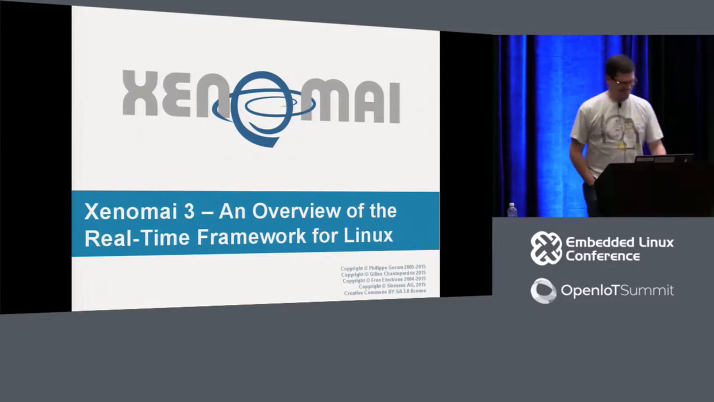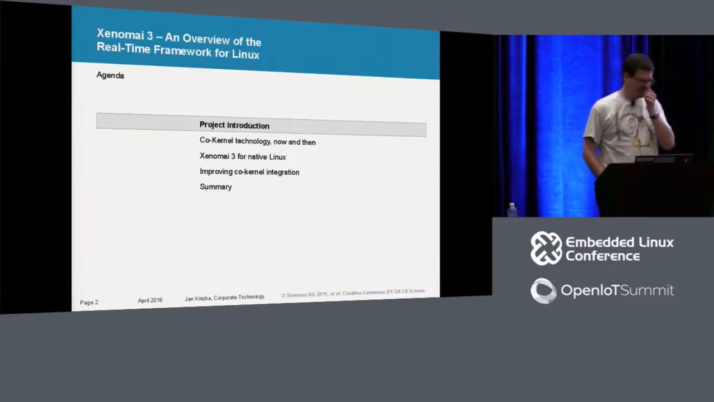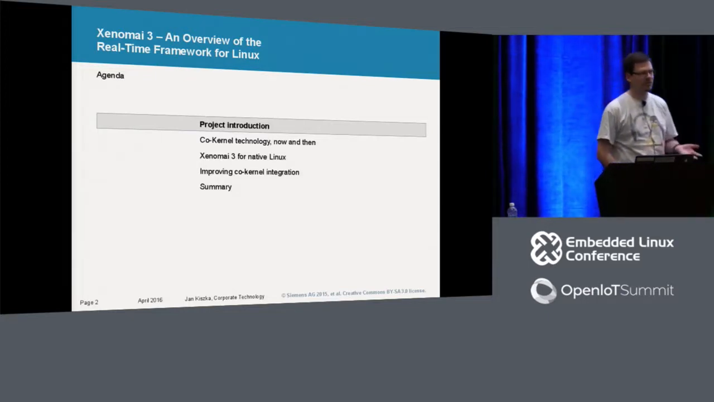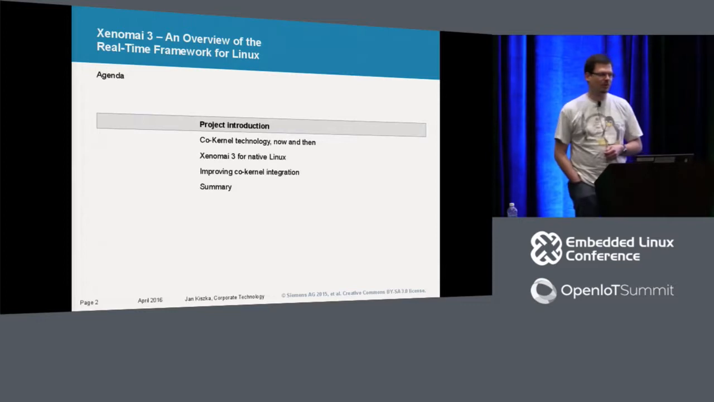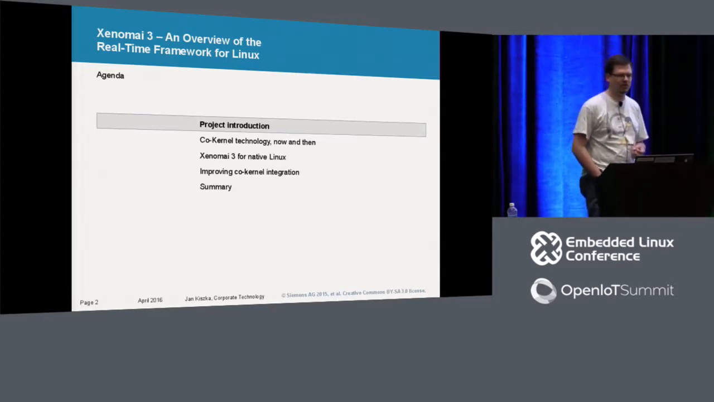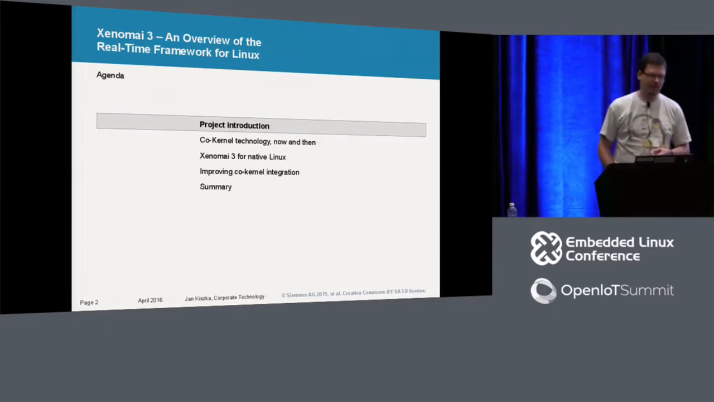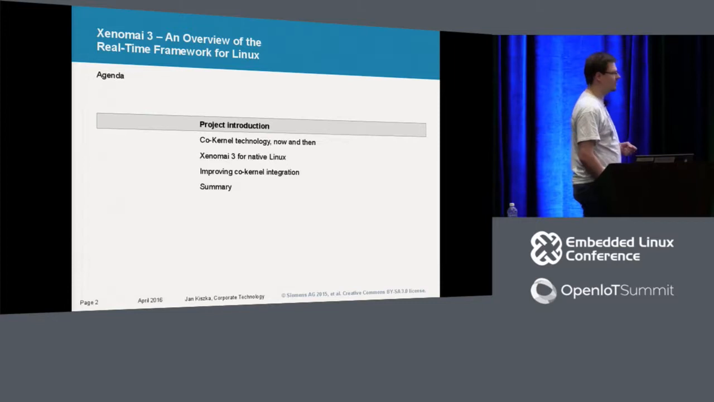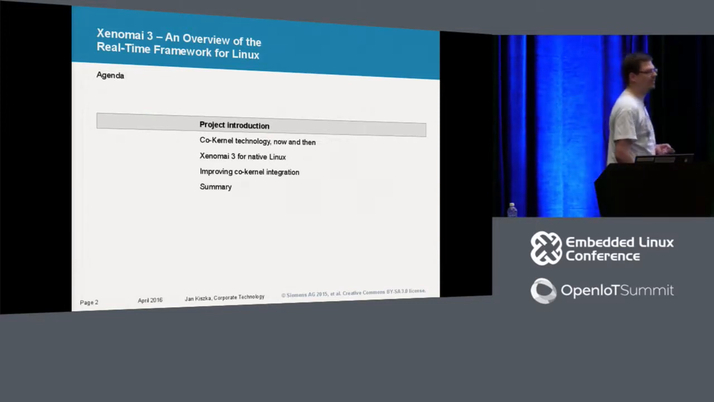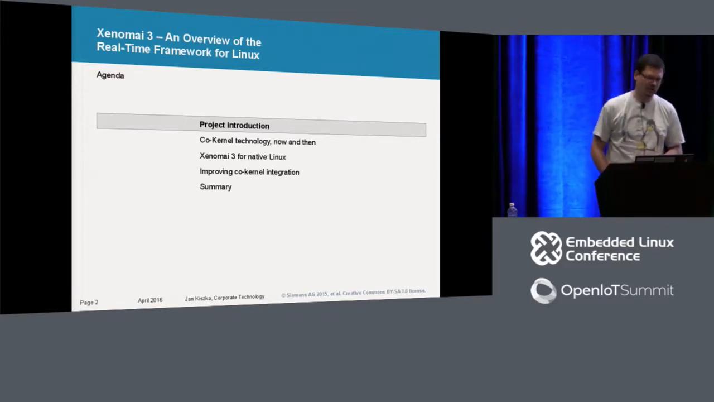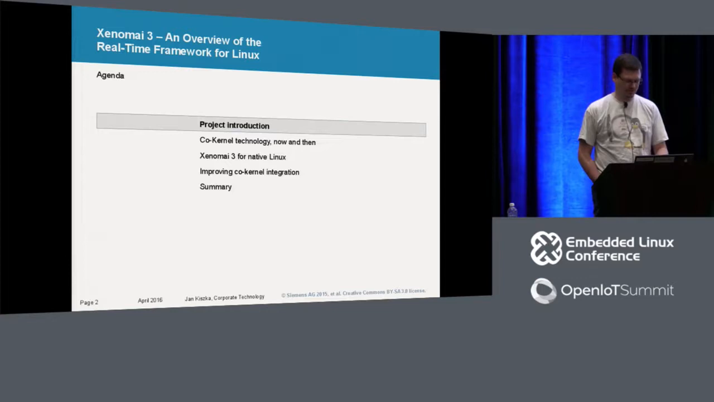Just to clarify this. So, the agenda of the talk: I will give a little bit of project introduction and background. What is it about? What are we heading for? I will talk about the co-kernel technology, how it worked, how it's now working in Xenomai. I will specifically talk about the new feature in Xenomai 3, the native support for native Linux. And then again, jump back to the topic of co-kernel, the goods and the bads in it, and how we can improve on it, how we plan to improve on it, and summarize the talk.